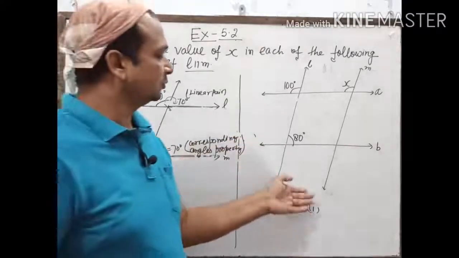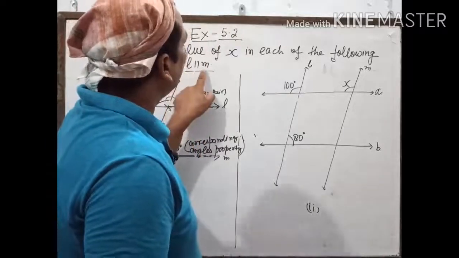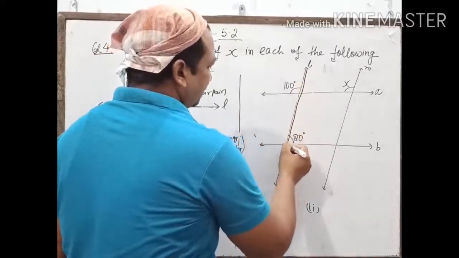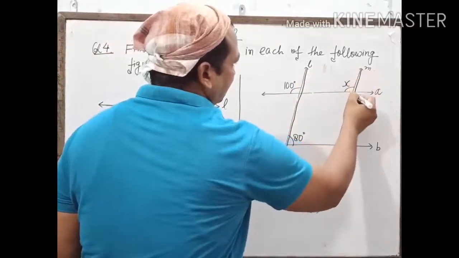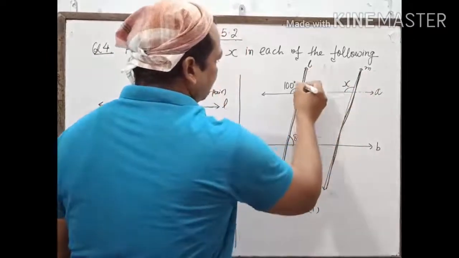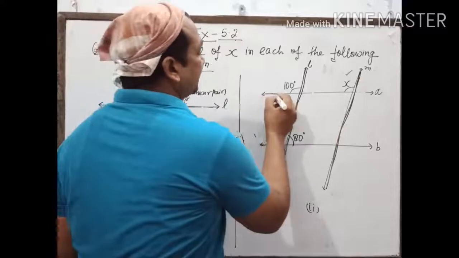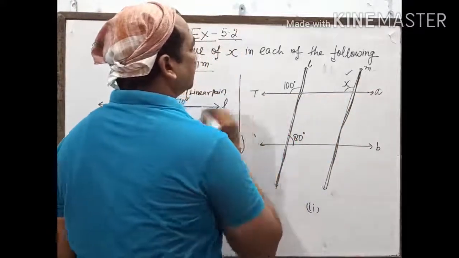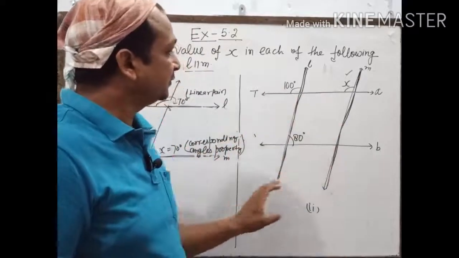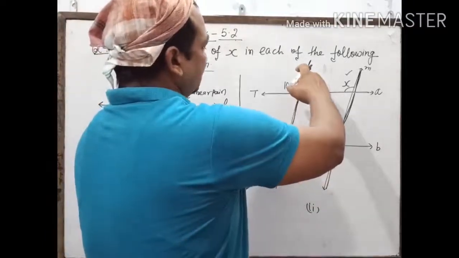Now let us move to part number two. L is parallel to M. So first we find line L and line M, which are given parallel, these two lines. We have to find x. Then what will this line be? This is the transversal. If you feel that the figure is complicated, then you can rotate the book in this direction.